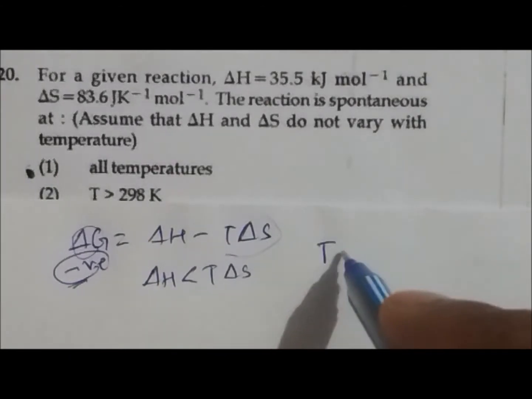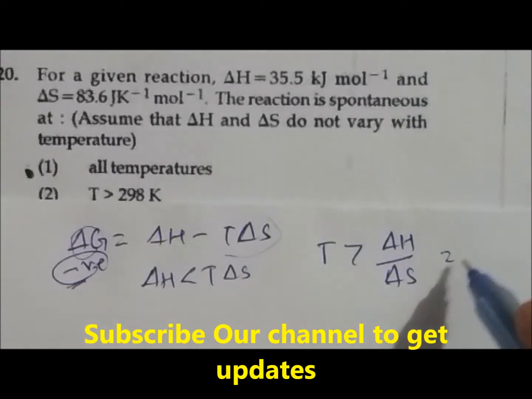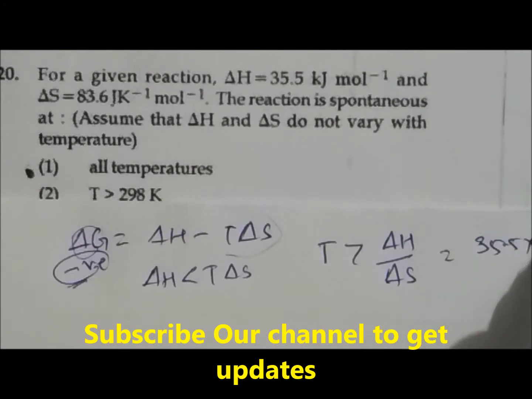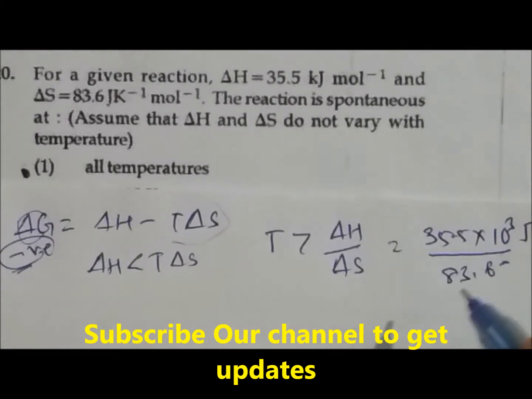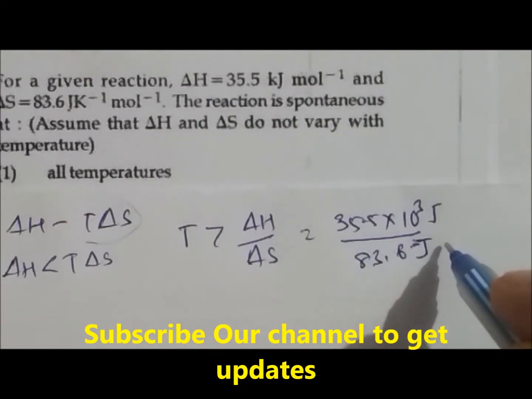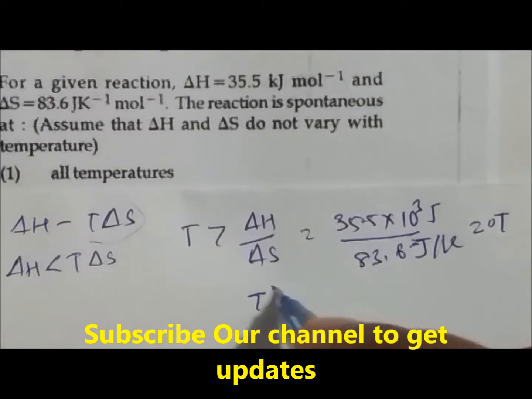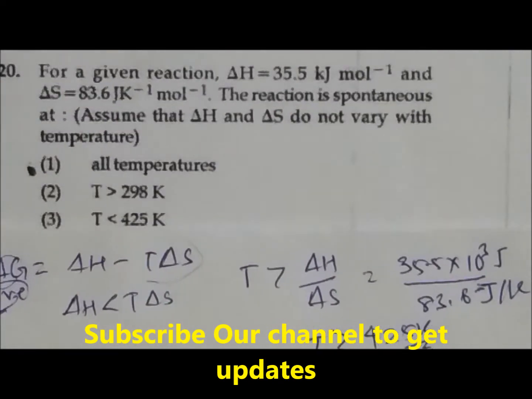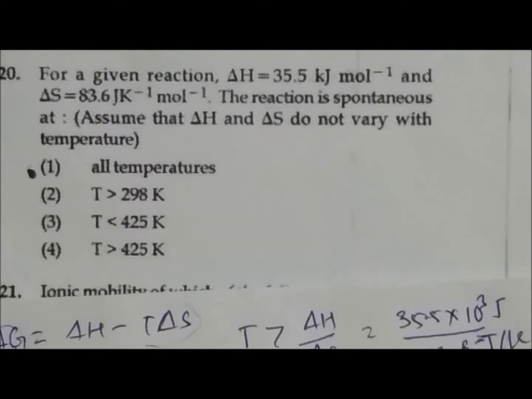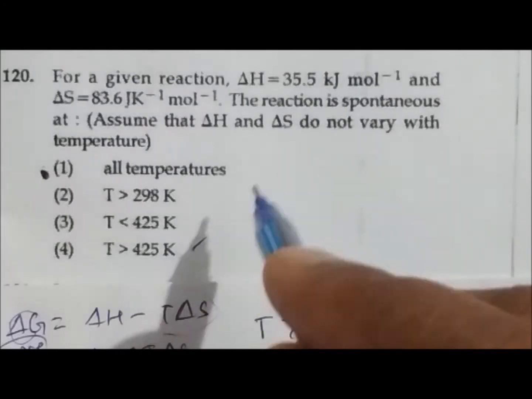Means the value of this would be greater than this, only then possible. So what temperature? If temperature is greater than delta H divided by delta S, so delta H is given 35.5 into 10 to the power 3 joule, and delta S is given 83.6 joule per Kelvin. So on solving you will get T will be greater than 425 Kelvin. So which answer is correct? Let us see. If you see the answers carefully, T is 425. So answer 4 is our correct answer.